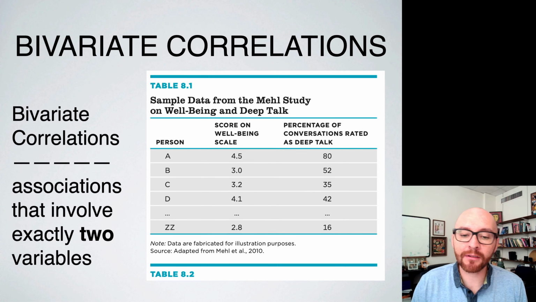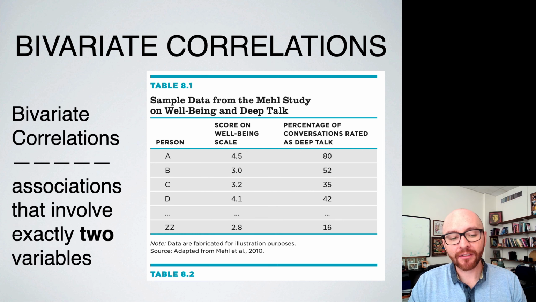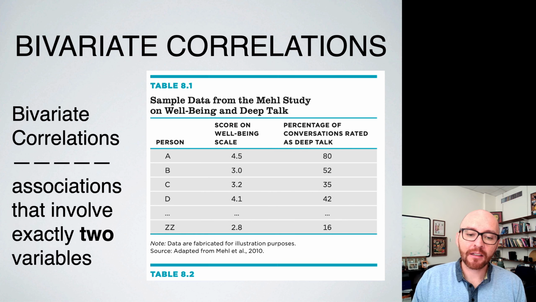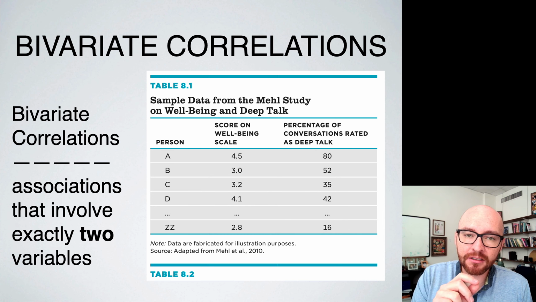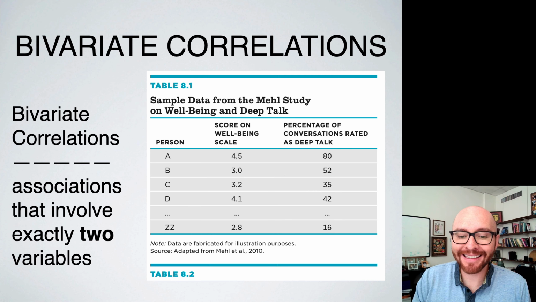Now, just to give you an idea of what this might look like and what kind of data we're working with, here we have a table. And let me go over the columns. So the first column is participants. Here they call it person. You have person A through person ZZ, right? So you have many, many participants. And then you have their score on a well-being scale, right? And you have their score on how often they participate in deep talk, deep conversation.